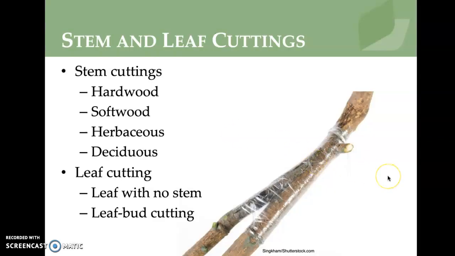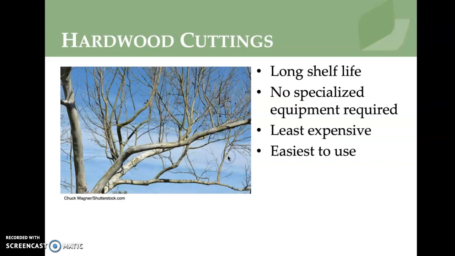Stem and leaf cuttings, you can do hardwood, softwood, herbaceous, deciduous. Typically if they do some sort of hardwood cutting, they'll use what looks like saran wrap here. They're trying to get these plants to graft together is what they're showing you. And then leaf cutting, leaf with no stem, and there's also leaf bud cutting, which it kind of goes through here. So hardwood cuttings, they have a long shelf life.